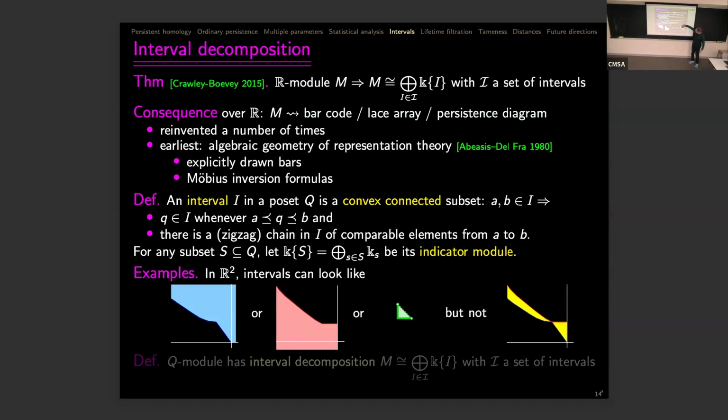See, this is disconnected. This has one connected component there and one connected component there. But this one has only one connected component, and so this is what someone would call an interval. This we would call a lifetime instead, since it's not necessarily connected.